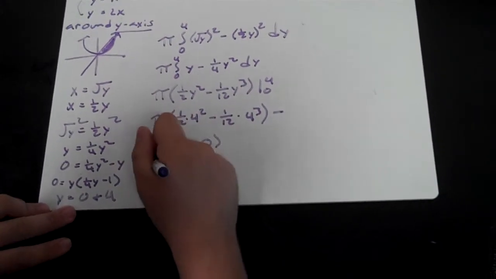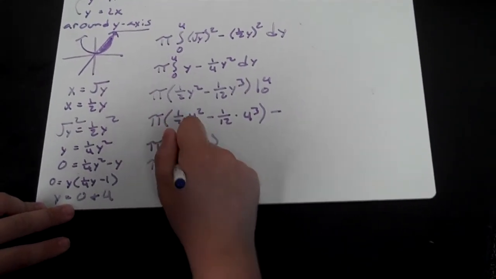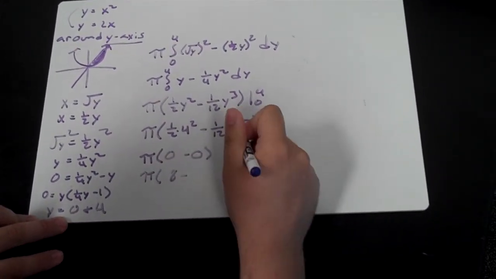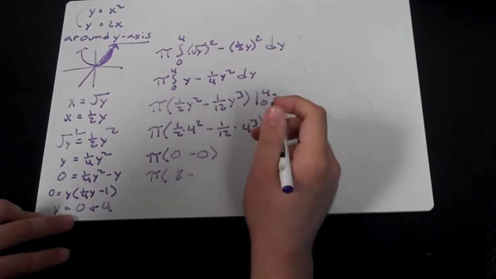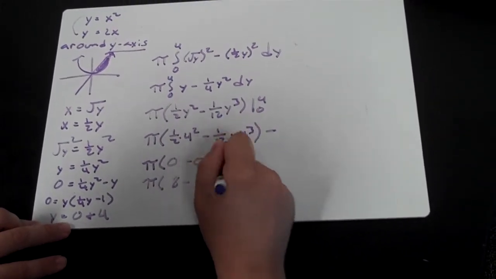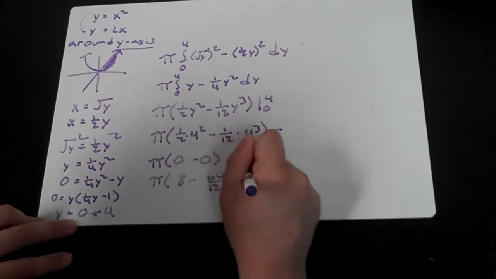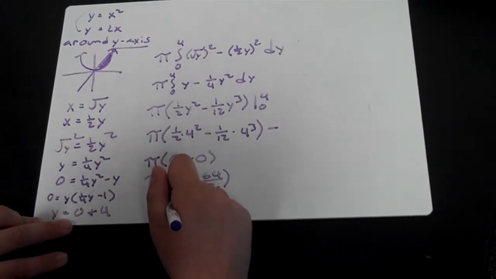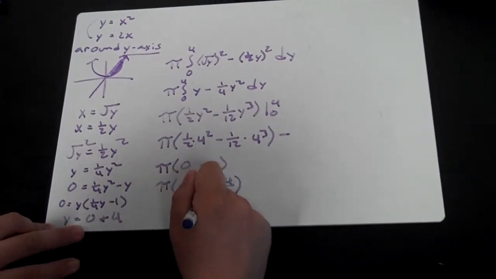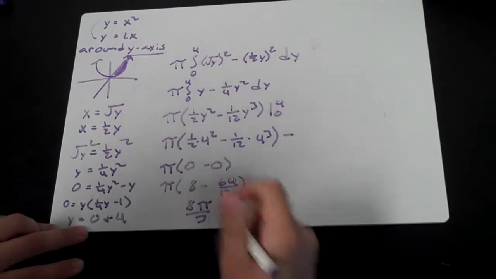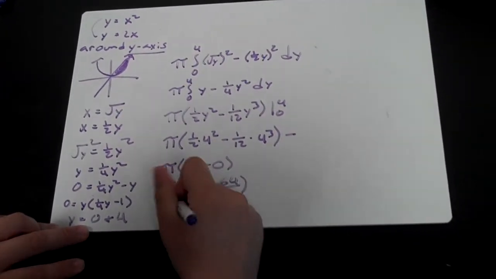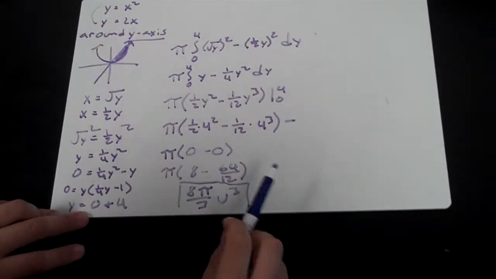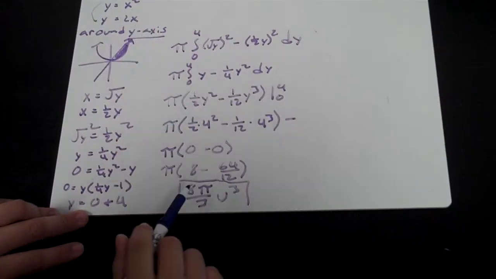So now we're going to be left with pi times 8 minus 64 over 12, and that's going to simplify down, and we're going to get 8 pi over 3, and that's a units cubed, and congratulations, we solved for the volume bound by these two functions around the y-axis.